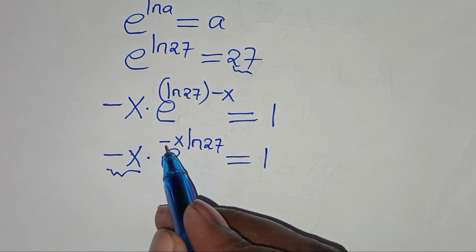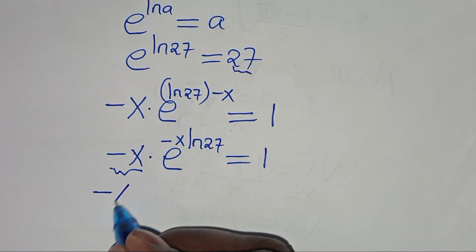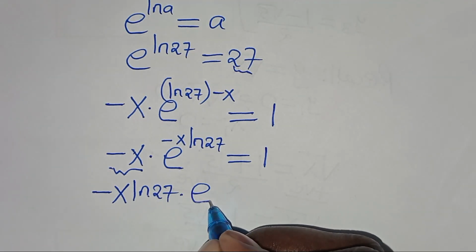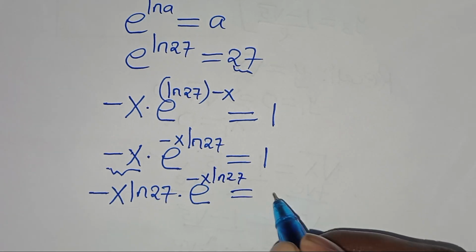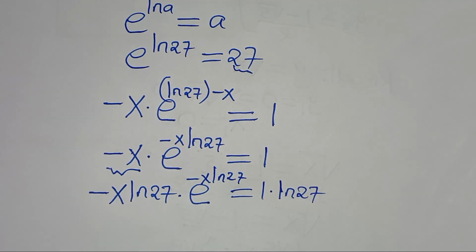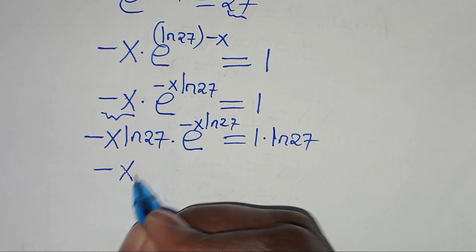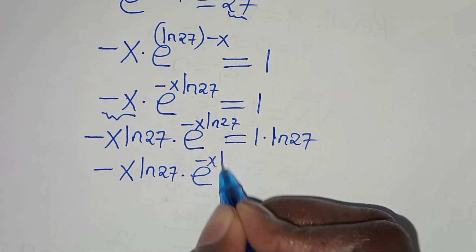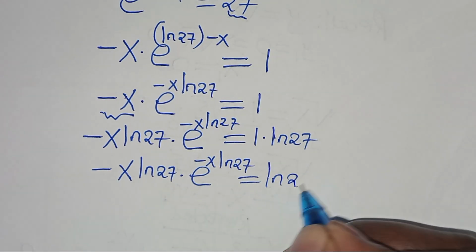So, to make sure that the power and the base is the same here, we multiply both sides by ln of 27, so that here we have e to the power of minus x, ln of 27, this is equal to 1 times ln of 27. So this implies here we have minus x ln of 27 times e to the power of minus x ln 27. This is equal to ln 27.